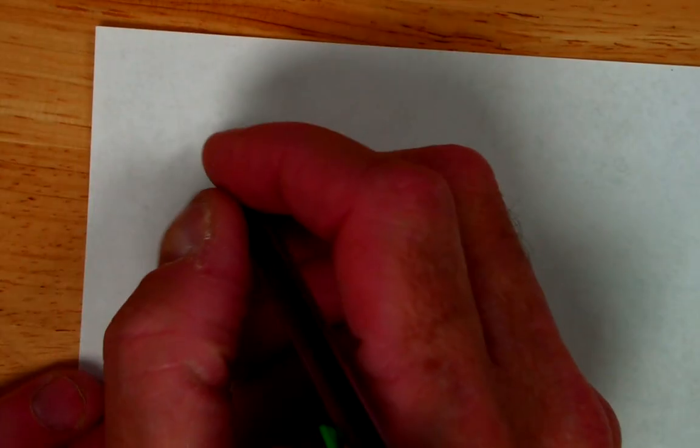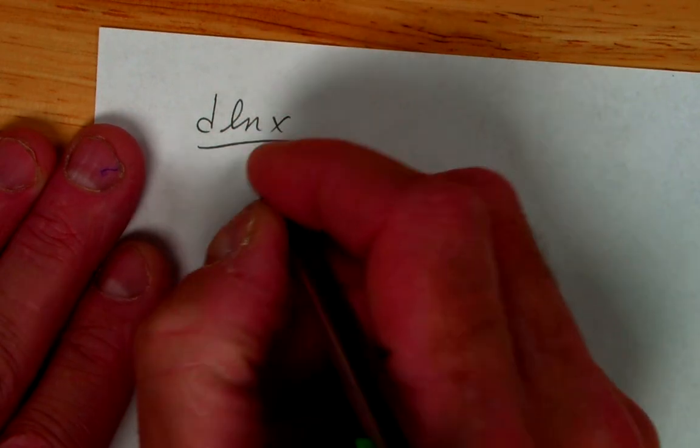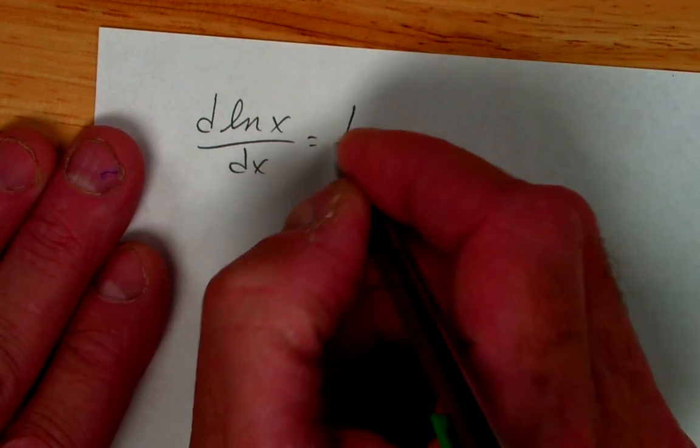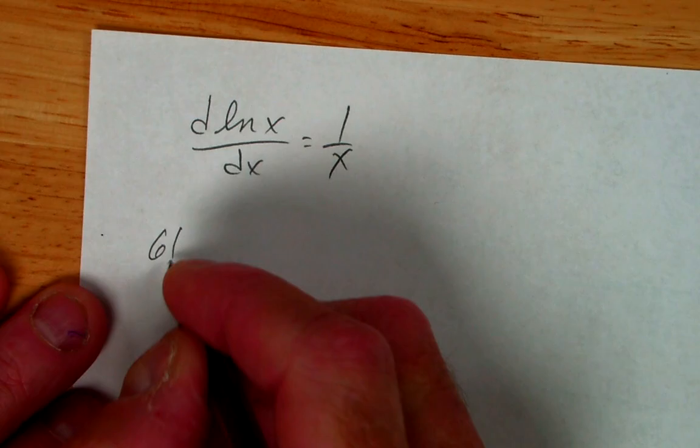Okay. Well, I'm glad we're doing a natural log because that's something we kind of glossed over a little bit. Remember that the derivative of natural log of x is 1 over x. Okay? So let's do 61.